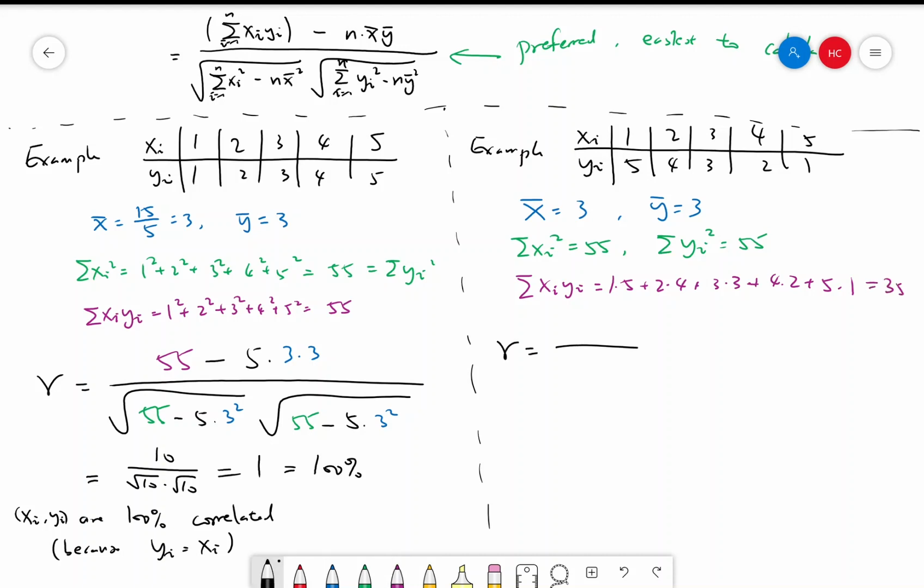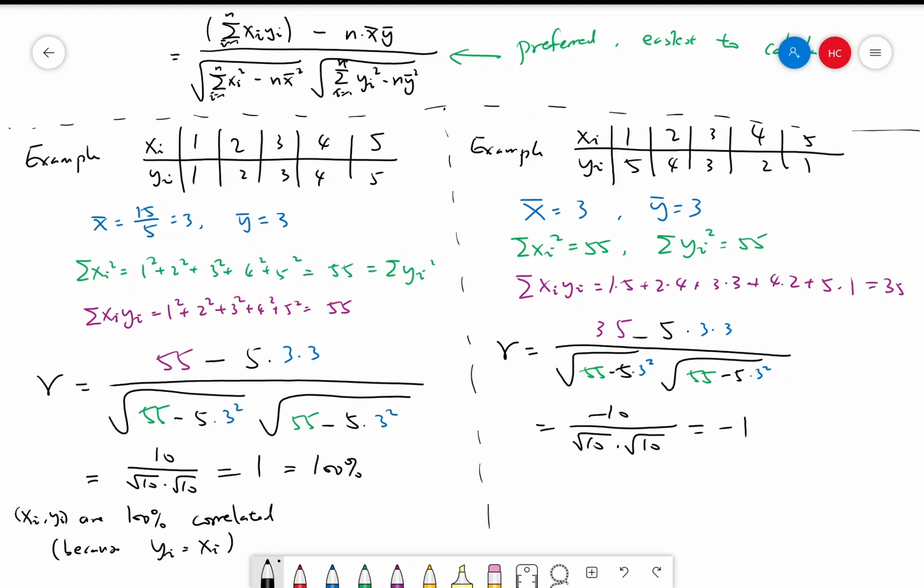So the sample correlation coefficient is equal to 35 minus 5 times 3 times 3, and the denominators are the same, so it's still the square root of 55 minus 5 times 3 squared. So this is equal to negative 10 over root 10 times root 10, which is negative 1. Instead of writing negative 1, we write negative 100%. So this is saying that xi and yi are negative 100% correlated. And this makes sense because you can see the pattern: as xi goes up by 1, yi predictably goes down by 1, because yi is 6 minus xi.